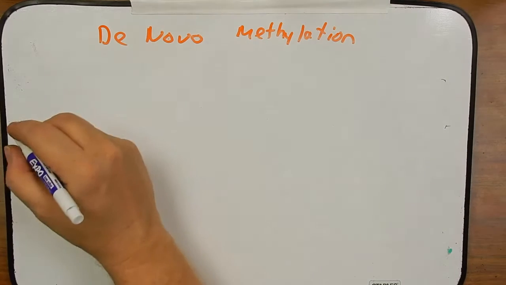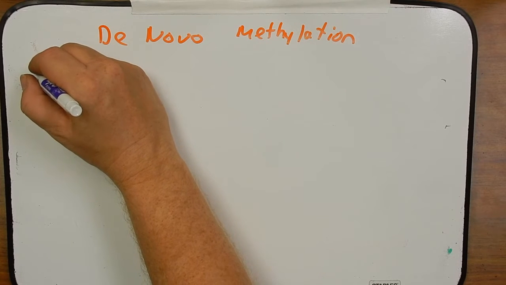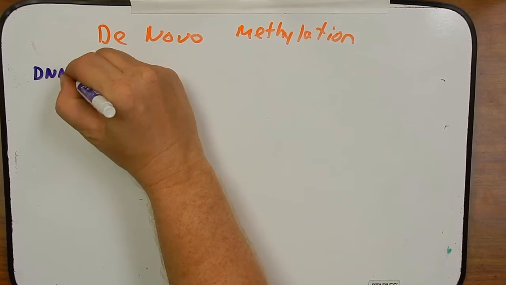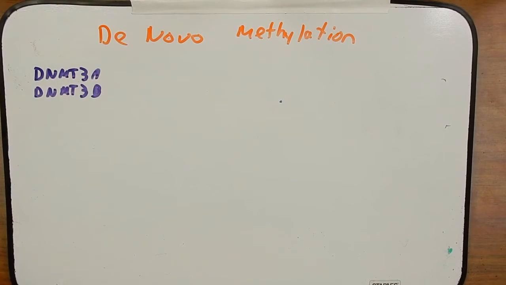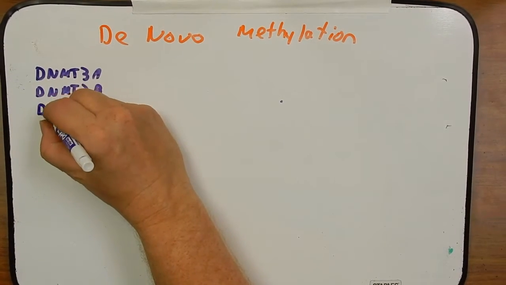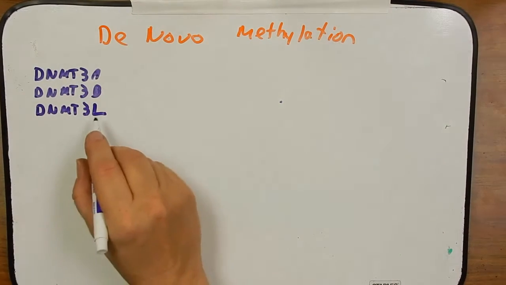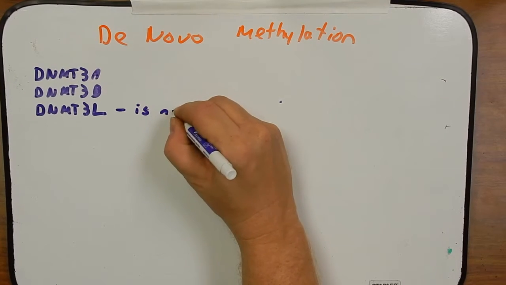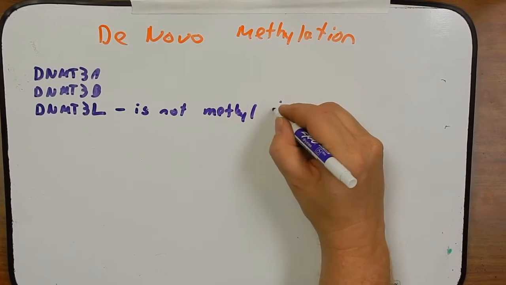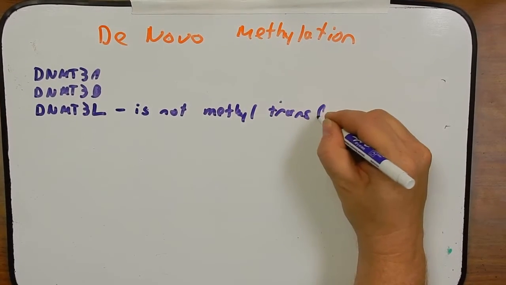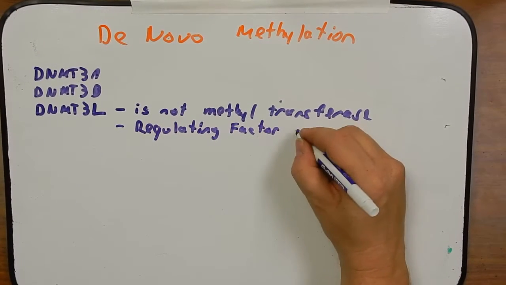This requires several proteins, but I'm going to talk about three of them right now. The first, as I mentioned before, were the first two, DNMT3A, DNMT3B, and then this third protein called DNMT3L. DNMT3L is not a methyltransferase, but it is a regulating factor in methylation.